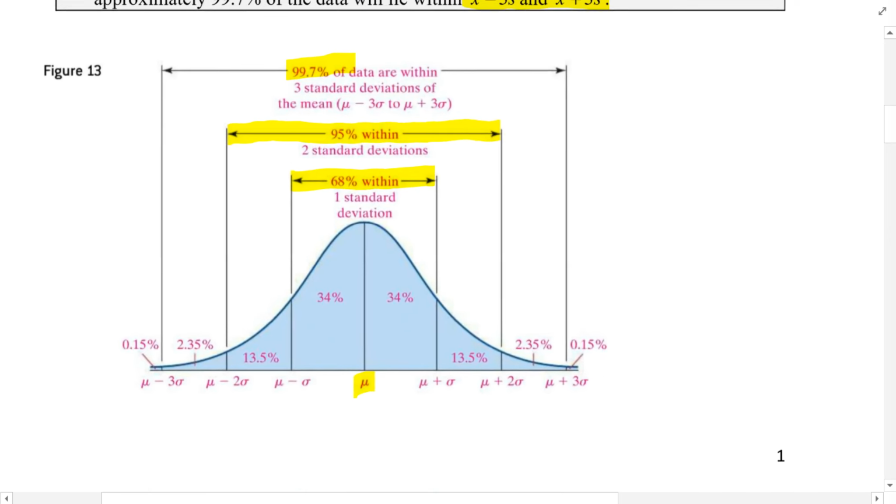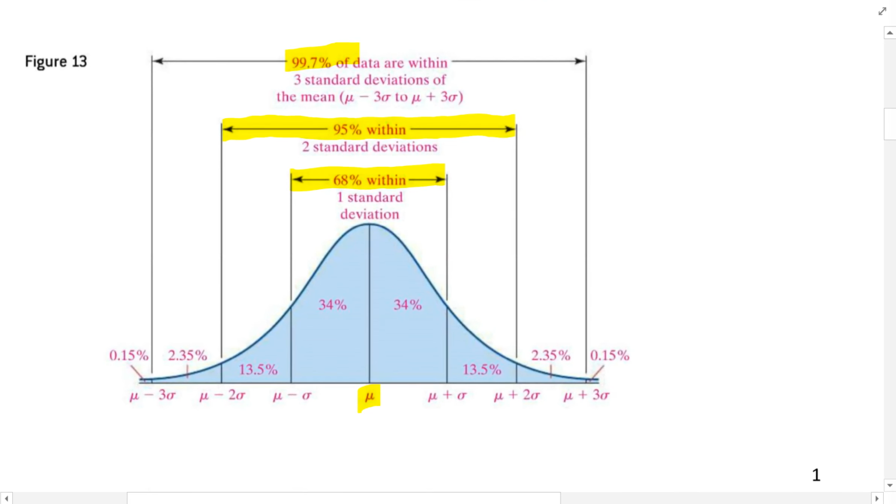This is for population. Notice that this is population information here. If it's for a sample, the only difference is that the shape, area, everything will be the same. The thing that changes will be the axis here.